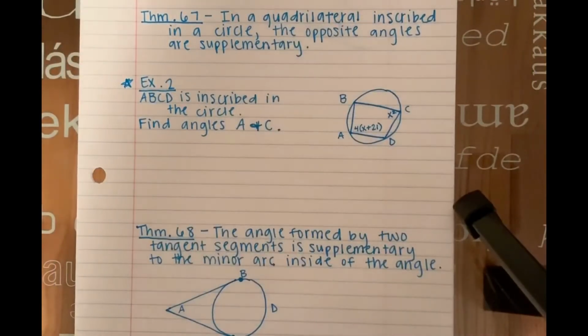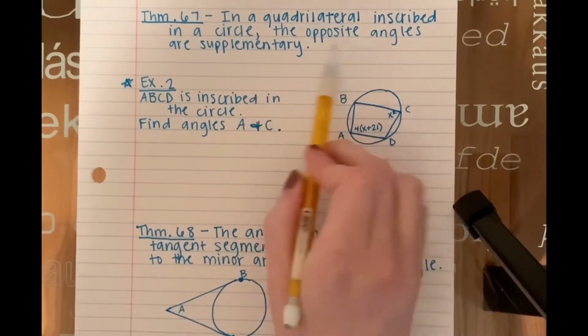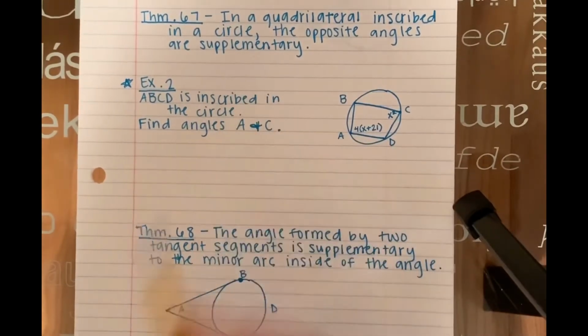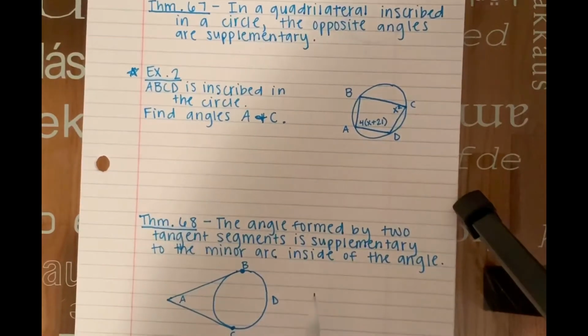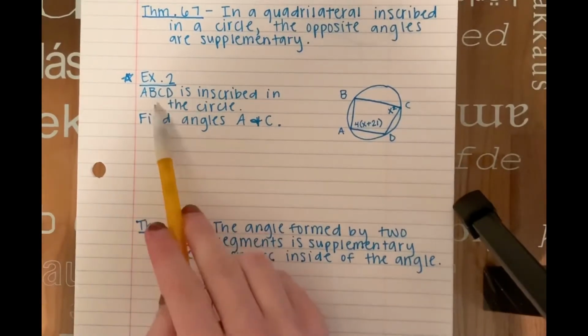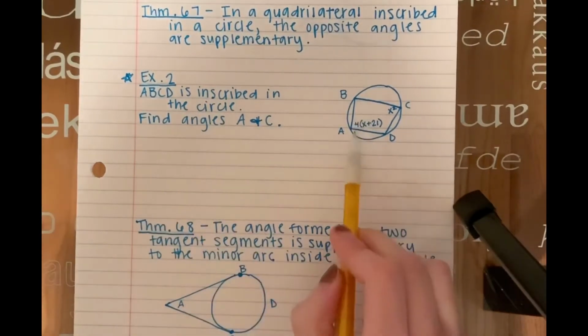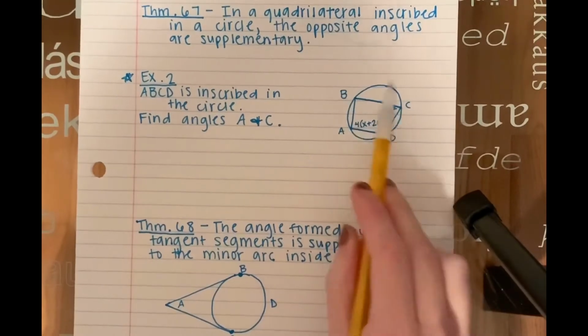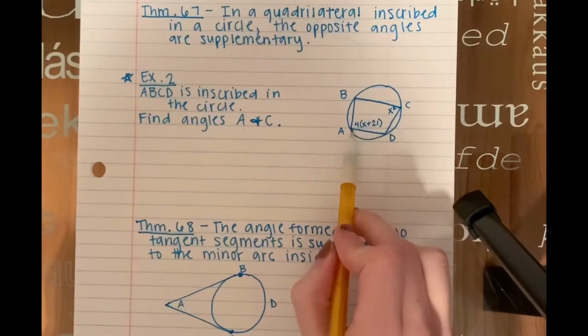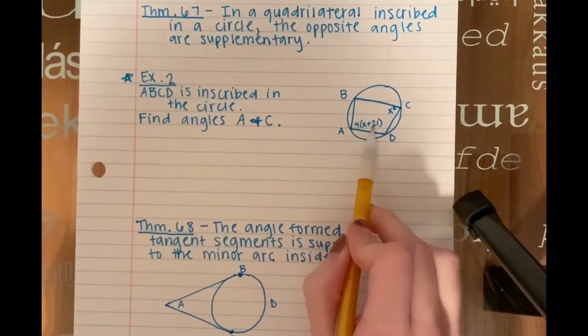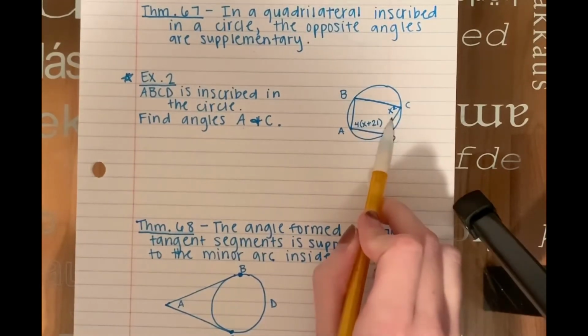Theorem 67 says, in a quadrilateral inscribed in a circle, the opposite angles are supplementary. So when we have a quadrilateral inside of a circle, opposite angles in the quadrilateral are supplementary. Go ahead and copy that theorem down, pause the video, and then we're going to use it in example 2. It says ABCD is inscribed in the circle. So over here we have our quadrilateral, 4 sides inside the circle. Find the angles A and C. And what it gives us is A is 4 times x plus 21, and C is x squared.